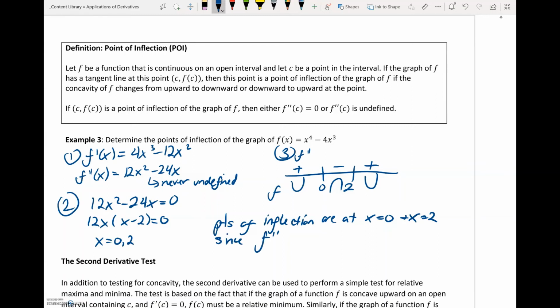Since f double prime changes from positive to negative in the first interval and negative to positive on the second one.